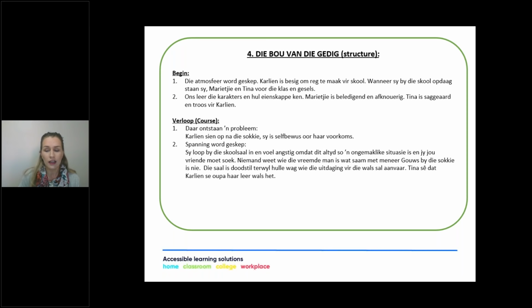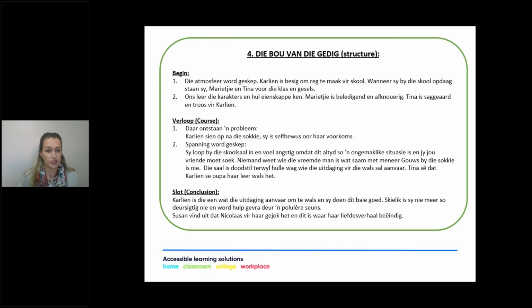Then another tension is created when Tina tells her about this strange man that Meneer Gous brought to the Sokkie. And then he gets on stage and he's introduced and all this tension. No one knows who he is. What is he doing here? And then they find out that he's looking for someone to dance, and then there's more tension in the room because now everyone's looking at everyone, trying to find out who will accept this challenge to dance in front of the entire group with this strange man. Okay, then Tina puts up her hand and she says that Carlene can dance.